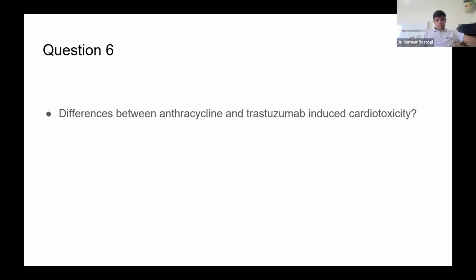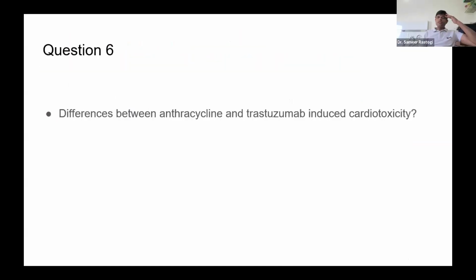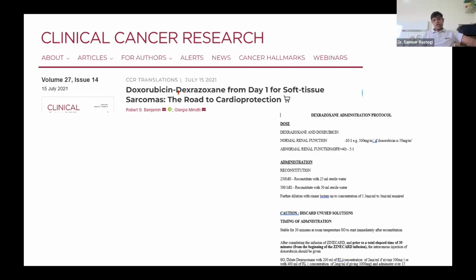So what is the dose of dexrazoxane? See, all the trials recently, even in sarcoma, even osteosarcoma, whatever trials have come in the last 5 years, they have used dexrazoxane. So we must use it whenever possible. This is an editorial by MD Anderson, Dr. Benjamin, where they recommend it from day one. And this is our protocol in AIIMS. We are using dexrazoxane routinely in at least 20% to 10% of people. What is the dose of dexrazoxane?